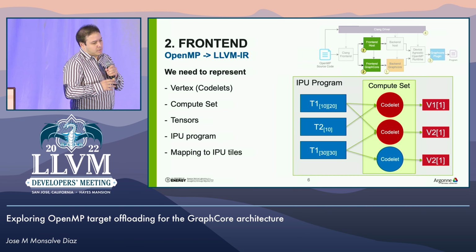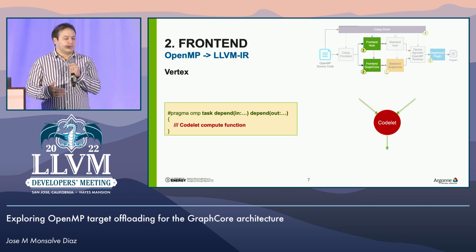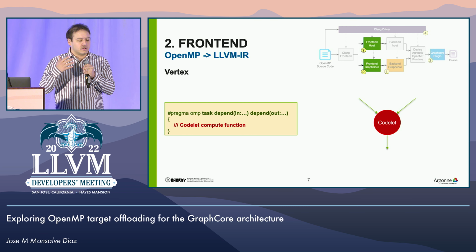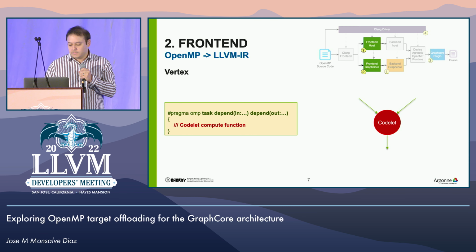For the front end, the most important question here is, how do we map the different semantics of the OpenMP world into the semantics of the IPU systems? So we need to consider Vertex, compute sets, Tensors, IPU programs, and mappings. The first part is, how do we specify the vertex? We can use the OpenMP tasks, and we use the depend out to specify the variables that are going to be coming into the codelet.